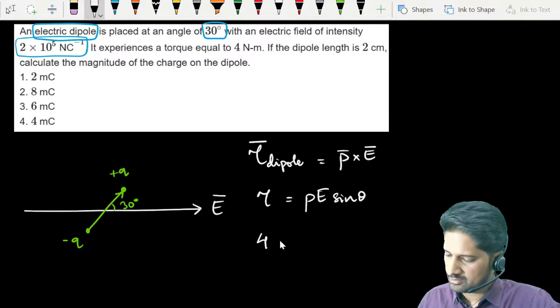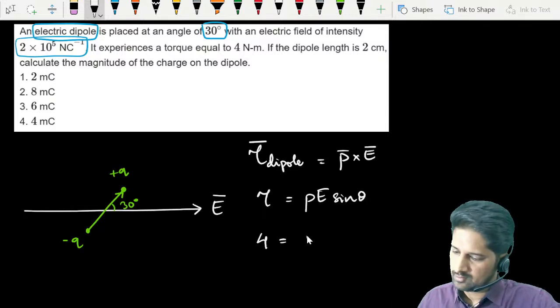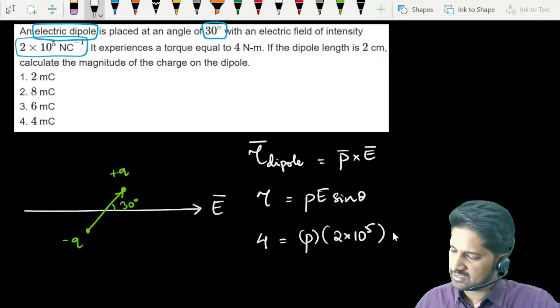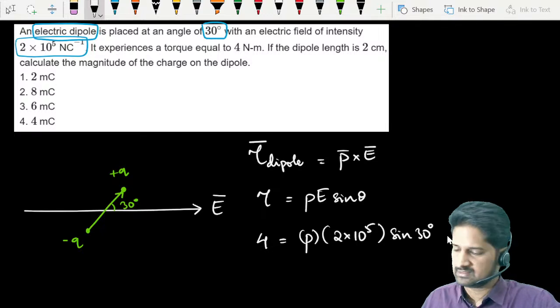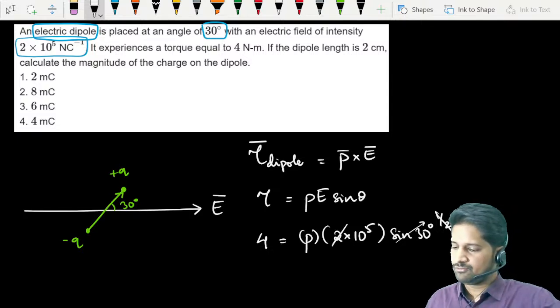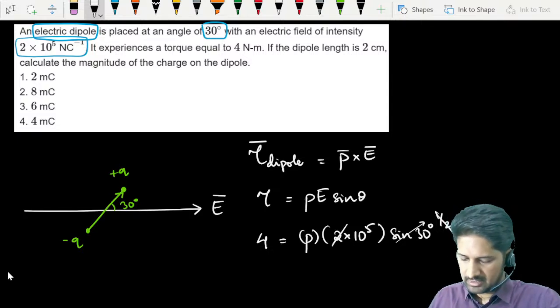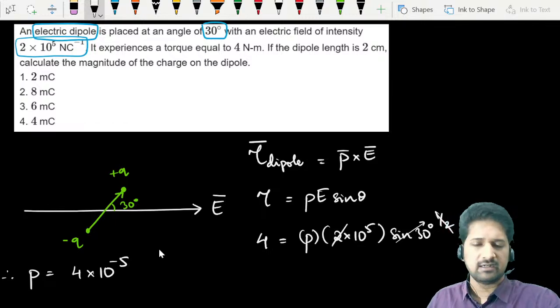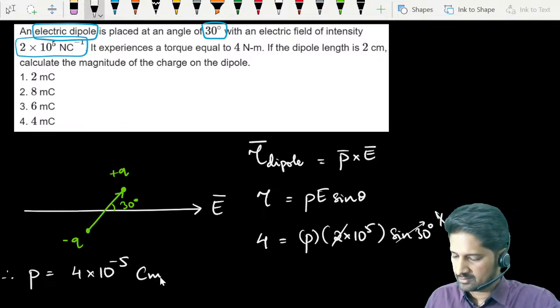They have given that it experiences a net torque of 4 Newton meter. So 4 should be equal to P multiplied with the electric field 2 into 10 power 5 Newton per Coulomb, sin theta, where the angle between dipole moment and electric field is 30 degrees. Sin 30 degrees basically is 1 by 2. So 2 and 1 by 2 can be cancelled. You will be left with 4 is equal to P into 10 power 5. Therefore, the dipole moment P is 4 into 10 power minus 5. And dipole moment का unit क्या होता है? Coulomb meter.